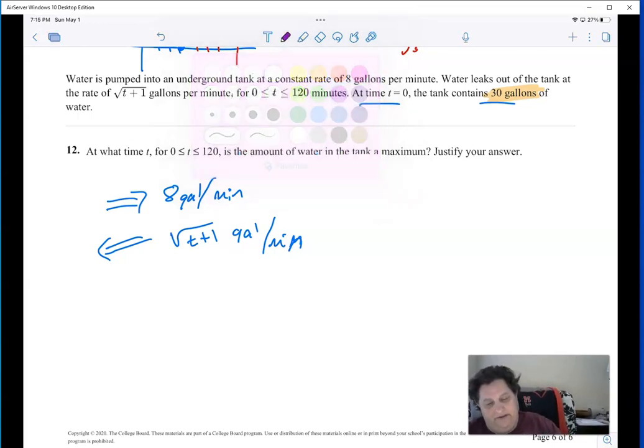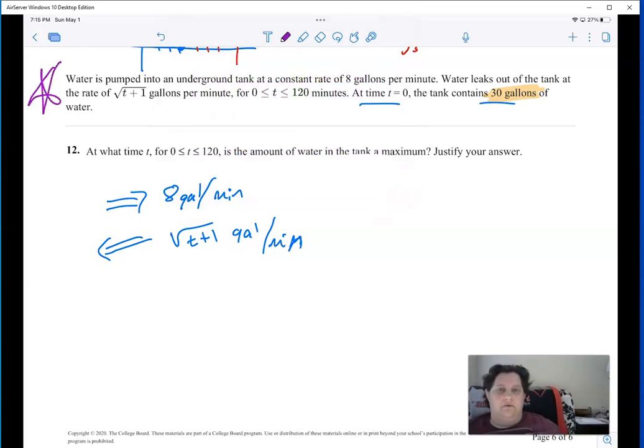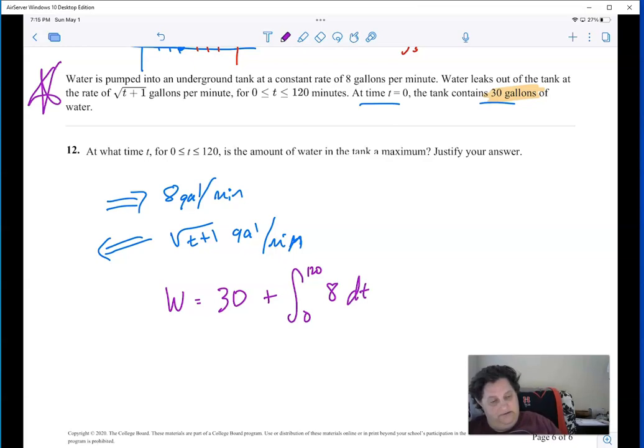Okay, so let's figure out how much water is in this. Also, very good question. The water in my tank is represented by 30 gallons of water plus the integral from 0 to 120 of 8, because it's coming in at a rate of 8 gallons per minute, minus the integral from 0 to 120 of the leak rate in gallons per minute. Okay?